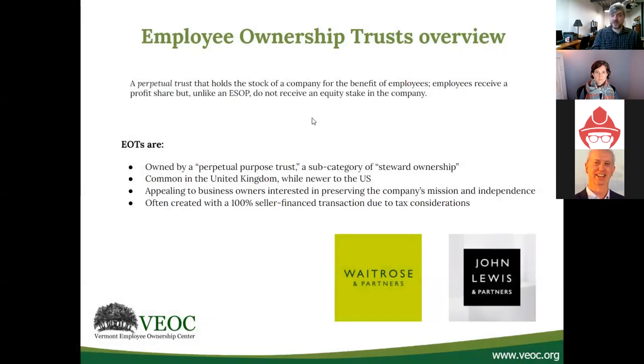So the final model, and I've just got one slide here to talk about briefly, is employee ownership trusts. This is something that has been very common in the UK for a long time. And there have been changes in American trust law that have allowed this to become more common and workable under American law. For a very long time, the only thing in America that you could create a perpetual trust for was a cemetery, to put money in, and for forevermore it will pay for the lawn mowing and that sort of thing. There's more flexibility now in creating what are called perpetual purpose trusts that can do a wide variety of things.